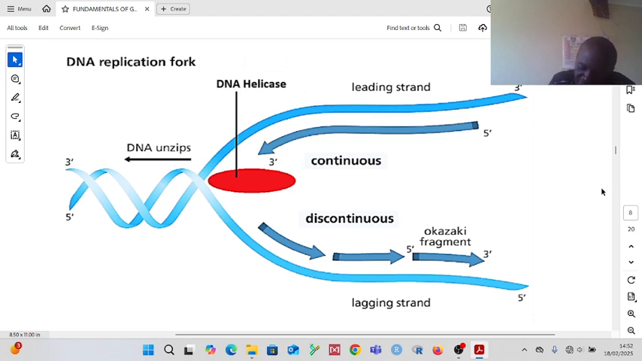So G, A, C, T, A, T, G. That's the top strand. Then this other strand here will be C, T, G, A, T, A, C. Okay, so that is 1, 2, 3, 4, 5, 6, 7, 8, 9, 10. 1, 2, 3, 4, 5, 6, 7, 8, 9, 10. Okay, so 5', 3', 5', 3'.